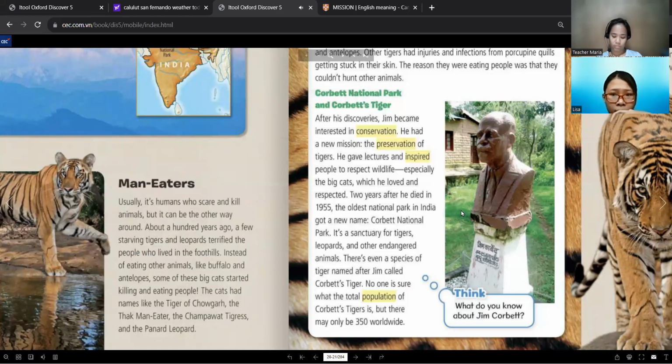Two years after he died in 1955, the oldest national park in India got a new name: Corbett National Park. It's a sanctuary for tigers, leopards, and other endangered animals. There's even a species of tiger named after Jim called Corbett's tiger. No one is sure what the total population of Corbett's tigers is, but there may only be 350 worldwide.